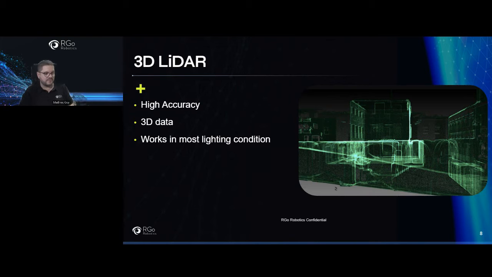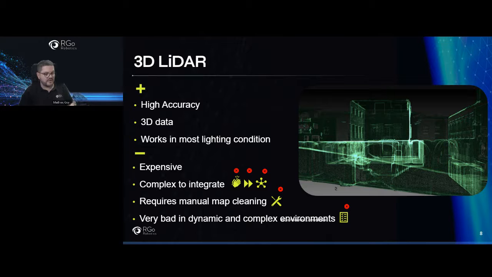Then we have the 3D lidars, and the 3D lidars are great because they are extremely accurate. They can provide 3D data, and they will work in most lighting conditions. However, they are still extremely expensive and also very, very complex to integrate, which doesn't make them very easy to use, very fast to deploy, and very easy to integrate. It also requires a significant amount of manual work to clean the map. And even if they are very good at detecting obstacles, they are not that good at performing localization when we are in dynamic and complex environments.